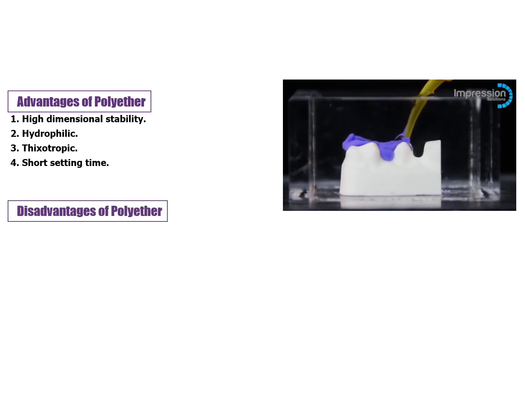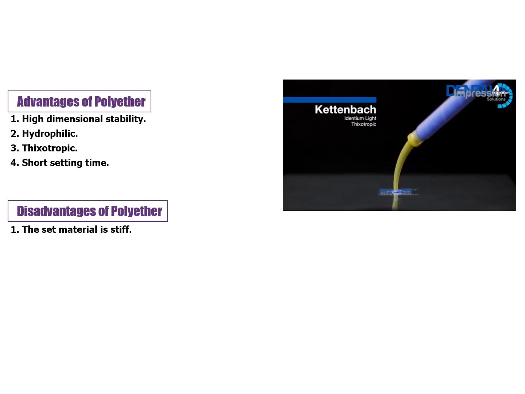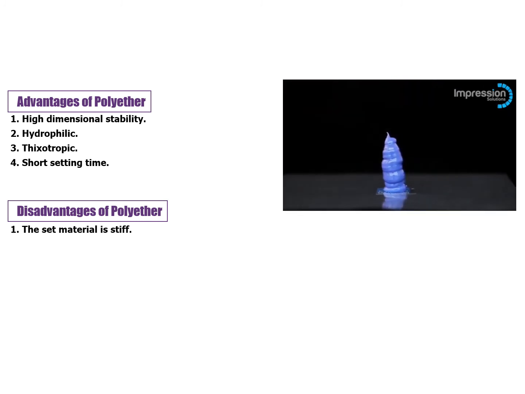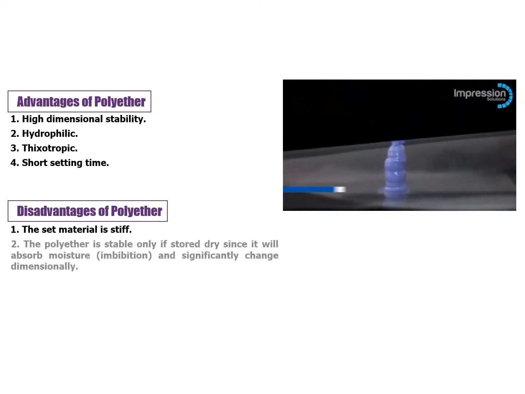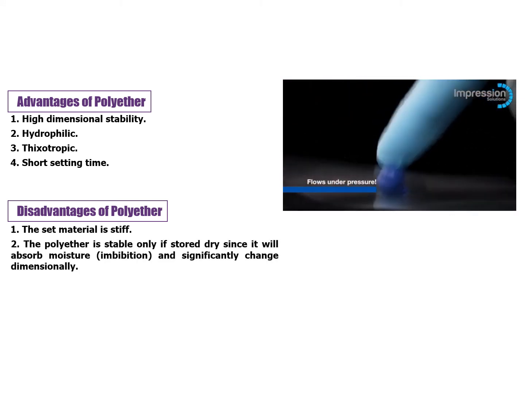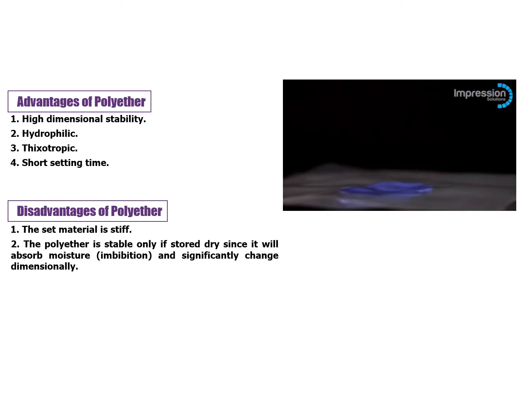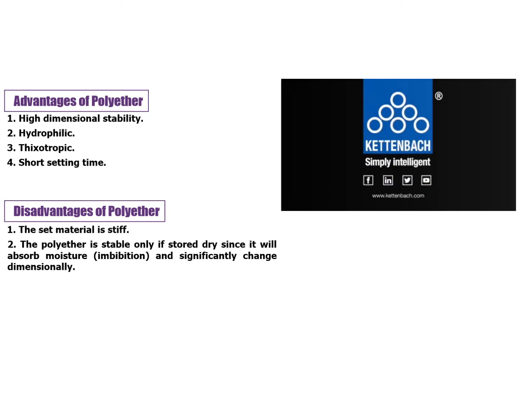However, the polyether impression material has a main disadvantage of stiffness. The set material is stiff, and this may cause problems when separating a cast from the impression made with polyether, especially in thin teeth such as the mandibular incisors that may be subjected to fracture. Second, polyether should be stored dry, otherwise it may undergo imbibition.